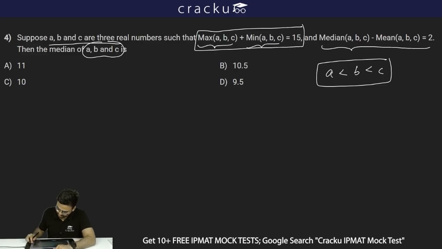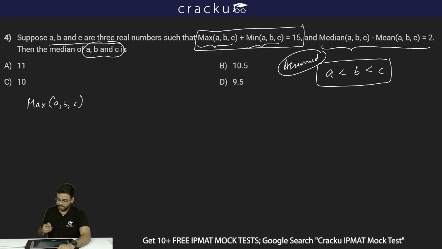Now what will happen? What is the max of A, B, C? If I assume A less than B less than C, max of ABC will be C, since C is the maximum value. What is min of ABC? Which one will be the minimum value? A will be the minimum value. So minimum of ABC will be A.